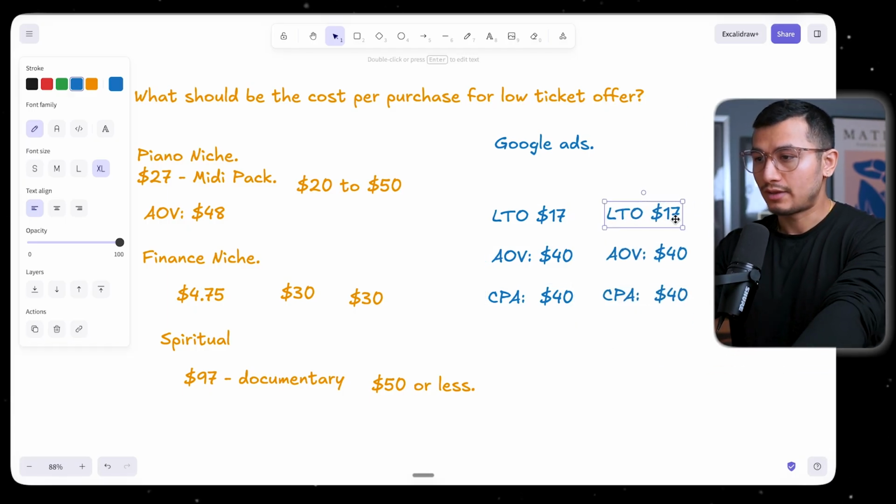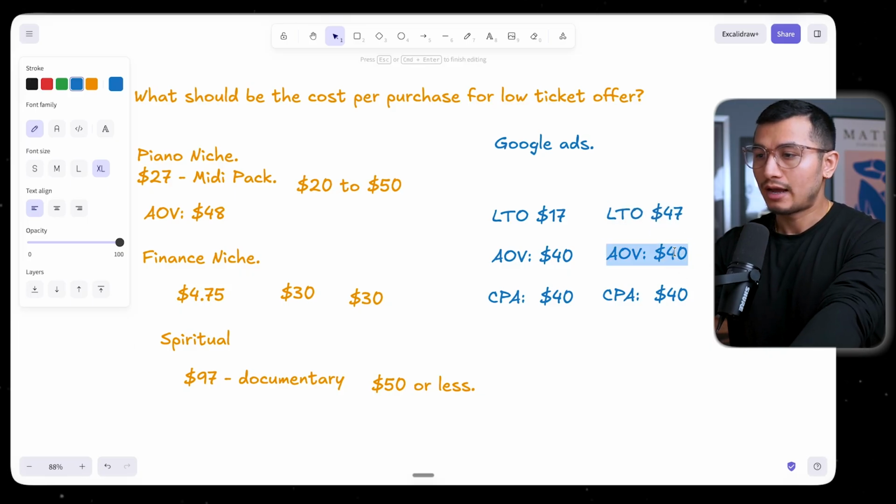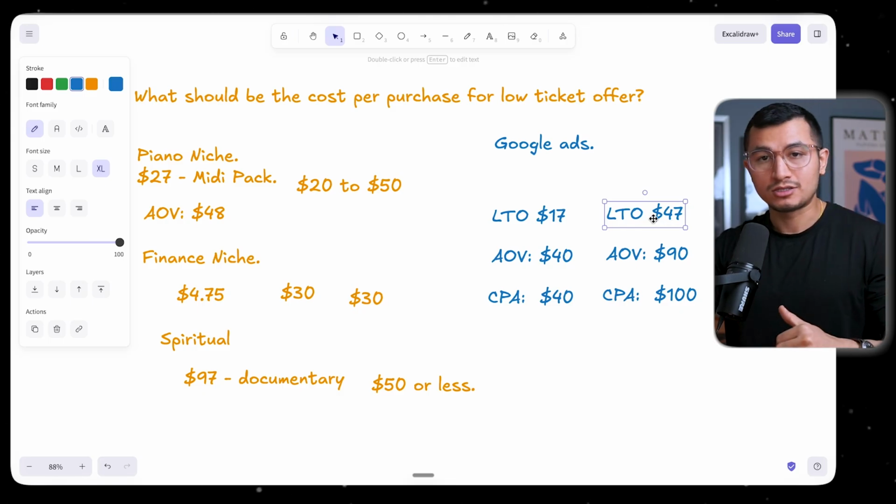So for example, I talked about $27. I know some people who sell $47 courses as well. For $47, I would say you can have an AOV of around 80 to 90 bucks. For that, you may see a CPA of around actually $100, to be honest. Just getting a higher price point upfront is a little bit more expensive.